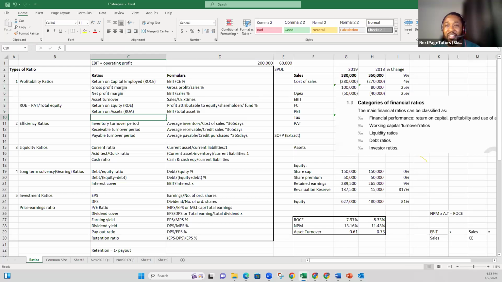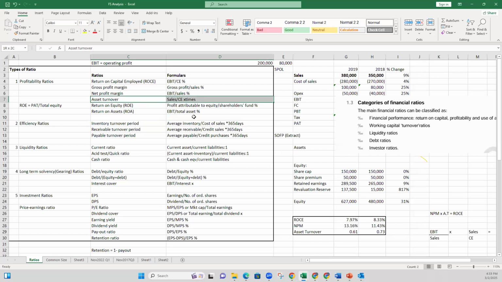Did this hand come first? Tommy, Lola, you can go ahead. Good afternoon, sir. So the asset turnover, I don't understand what you said. I don't understand the asset turnover, let me just put it that way.